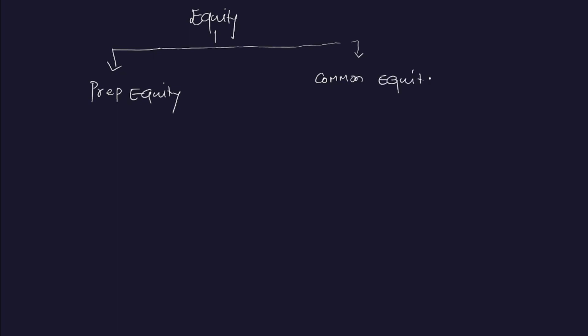Equity has two types. One is preference equity and another one is common equity. Preference equity and common equity.